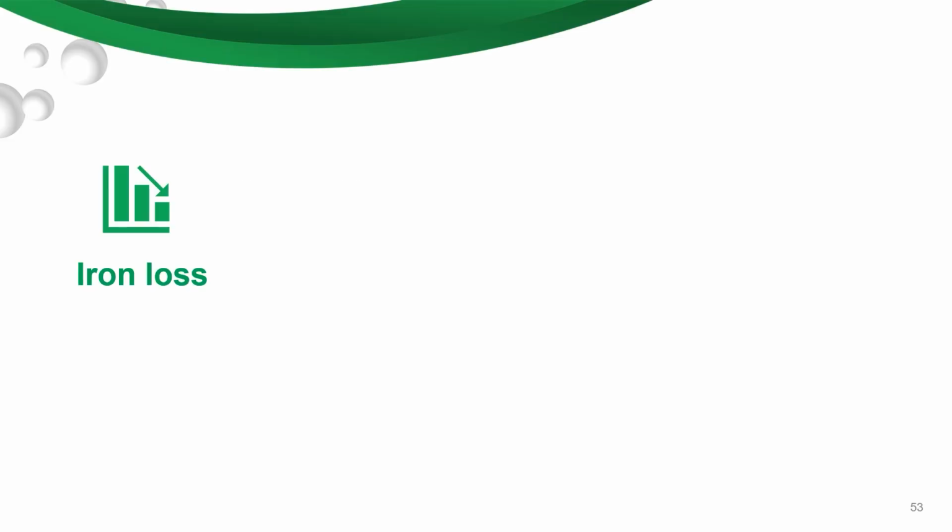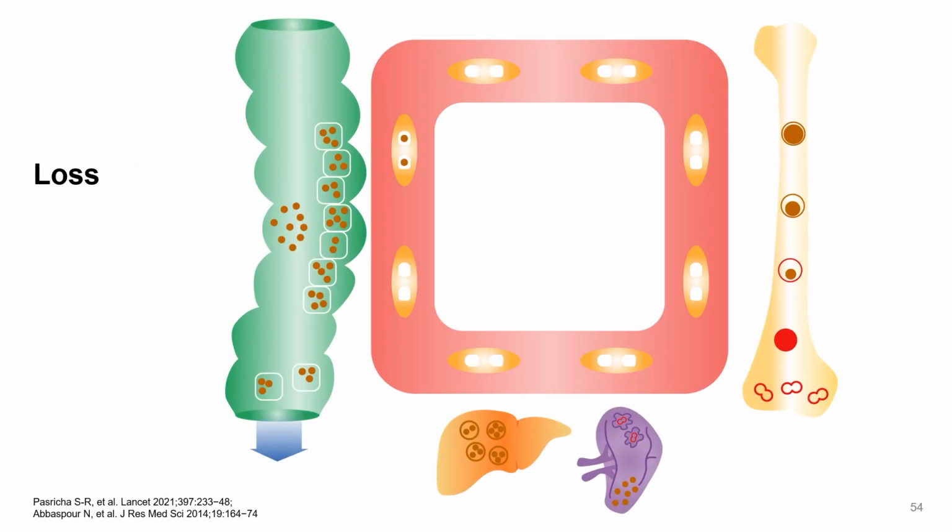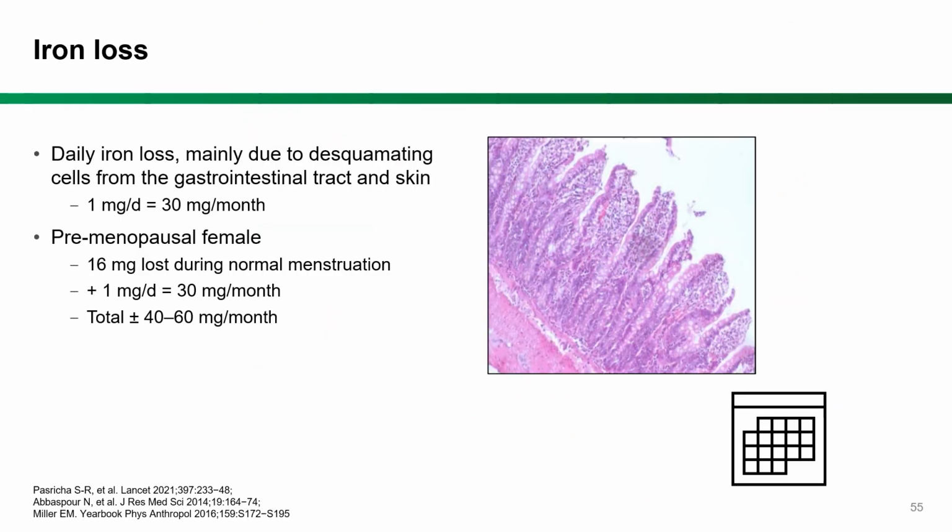The last step in iron metabolism is iron loss. Now, the body has no way of actively excreting iron, or let's say of increasing or decreasing its iron loss. It happens passively through either the desquamation of cells from the gut that contain iron, or through menstrual blood loss. And the daily iron loss, which happens through the loss of cells from the gastrointestinal tract and skin, is on average about 1 milligram per day or 30 milligrams per month.